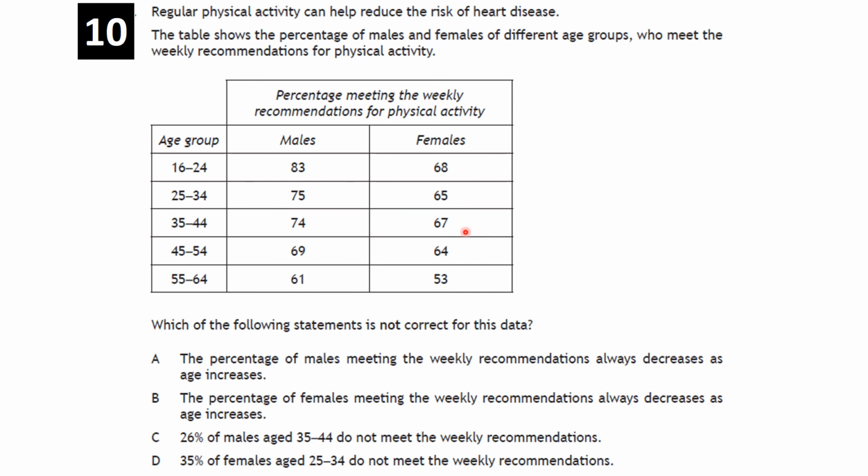Down, up, down, down. So B might be wrong. That looks like it might be the answer because it does go back up, doesn't it? 26% of males aged 35 to 44 don't meet the weekly recommendations. Yep, 100 minus 74 is 26. 35% of females aged 25 to 34 don't. Yep, 100 minus 65 is 35. So, as suspected, correct answer is B.